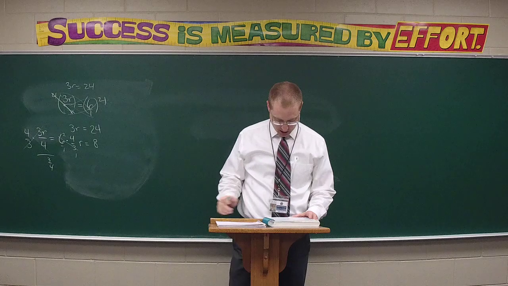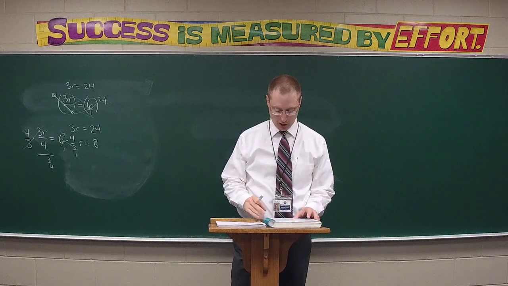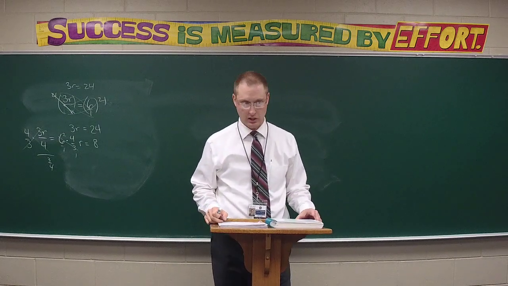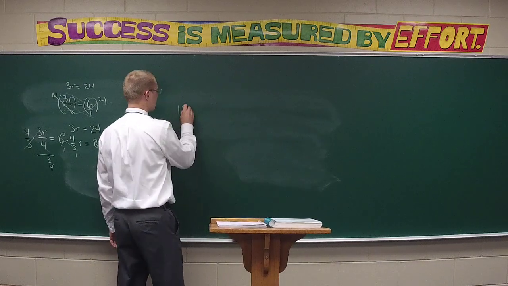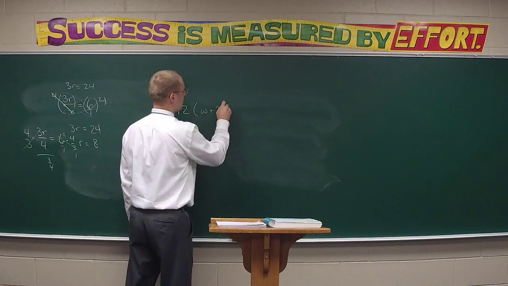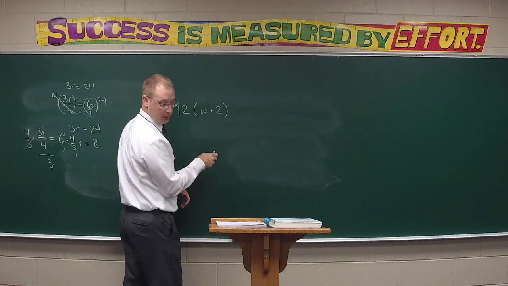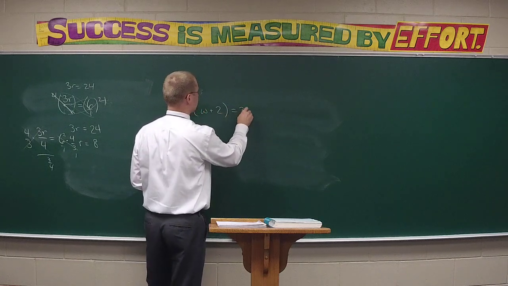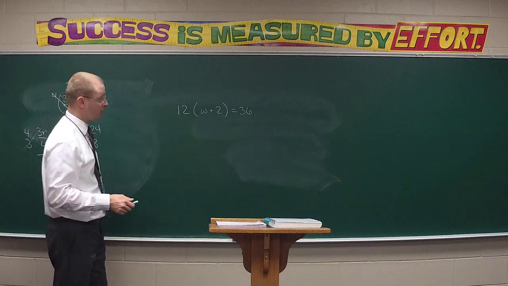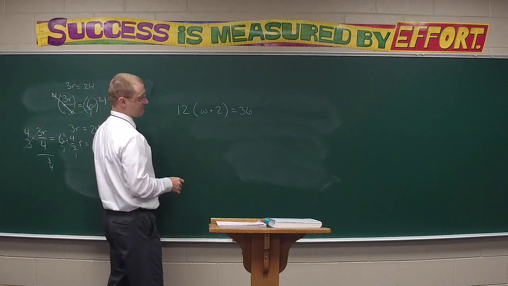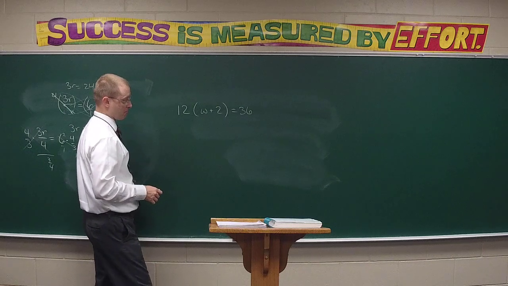Good. Number 18, how would we write the product of 12 and w plus 2 is 36? Kendall? 12 times the quantity w plus 2 equals 36. There we go, 12 and then in parentheses w plus 2 equals 36. And a couple directions you could go here to solve. What did you do? You can divide it by 12.